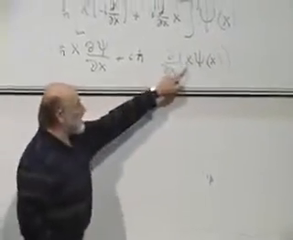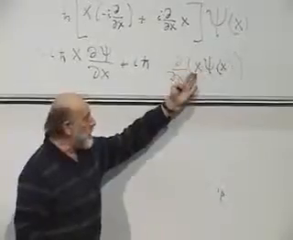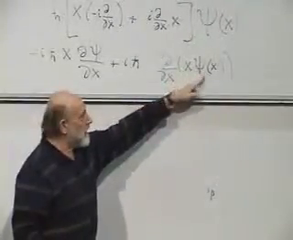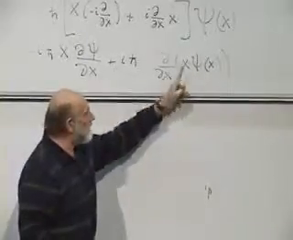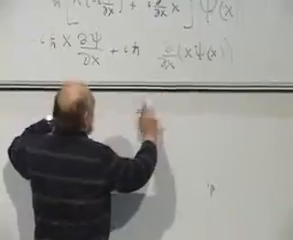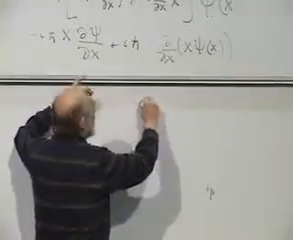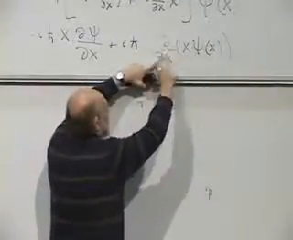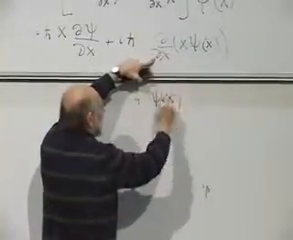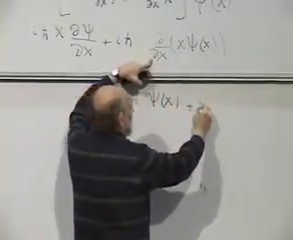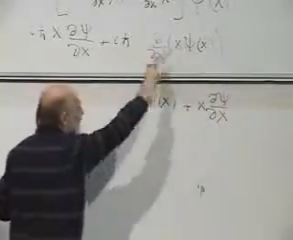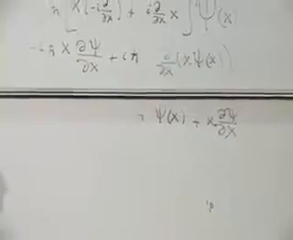The derivative of x times psi of x has two terms. In one of them, the derivative hits x and leaves psi. In the other one, the derivative hits psi and leaves x. So just this piece of it here, i h bar, gives us dx by dx, that's 1 times psi of x, plus x d psi by dx. This is just differentiating the product x psi.